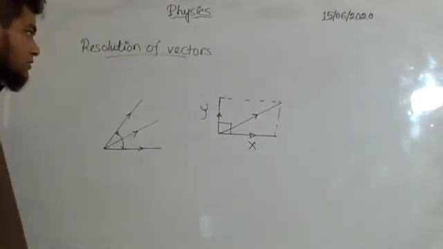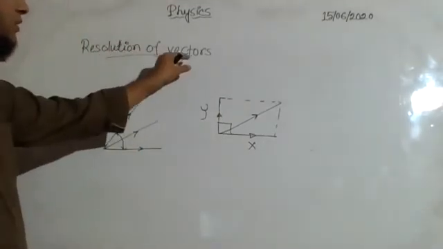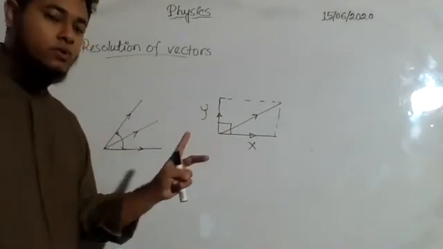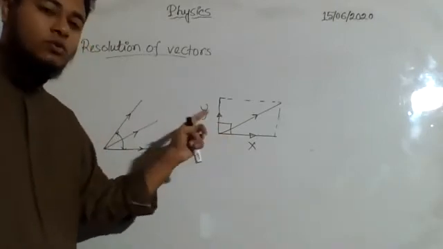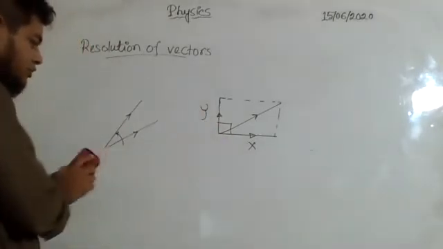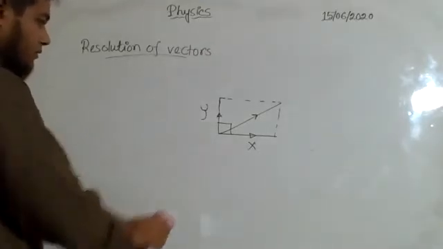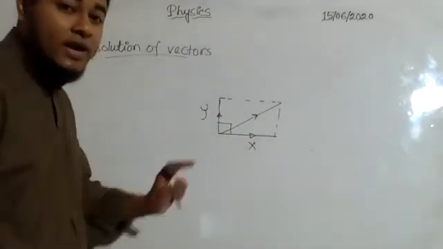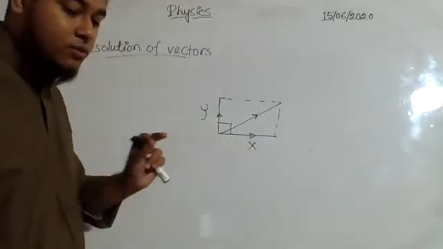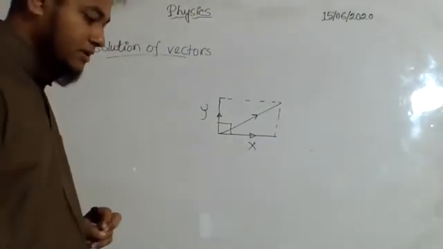Achha. So this is resolution of a vector into two perpendicular components. That means the angle between them will be 90 degrees. This is very important to understand, because in this case we know the angle between them, that is 90 degrees, and we will put it to use in many cases.